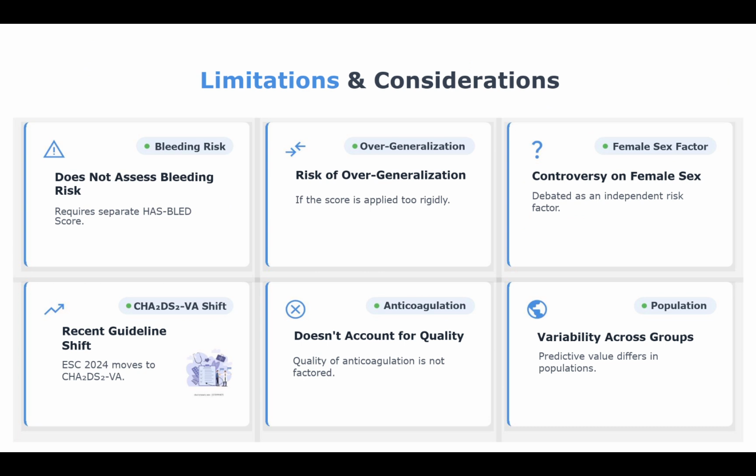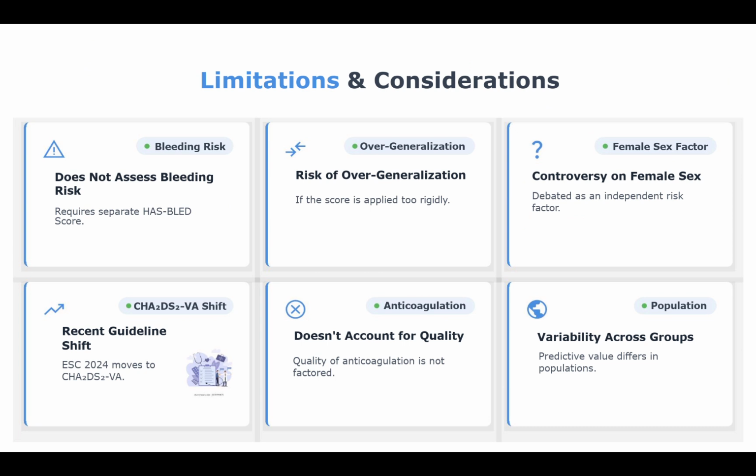A notable and ongoing controversy revolves around female sex as an independent risk factor. This particular inclusion has led to considerable debate and, as we have seen, even direct changes in recent guidelines. In a significant development, the 2024 European Society of Cardiology guidelines have, in fact, shifted their recommendation to a CHA2DS2-VA score. This new version specifically removes the point for female sex, aiming for more simplified, streamlined, and arguably more inclusive decision making, reflecting an evolving understanding of this risk factor.